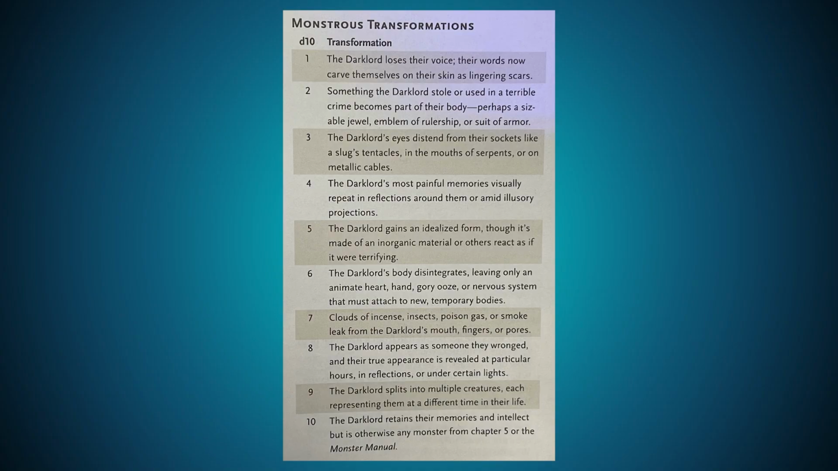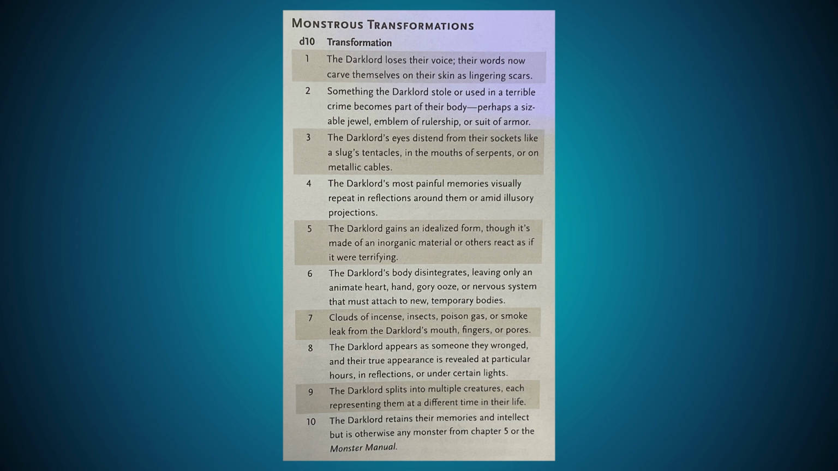The Darklord loses their voice. Their words now carve themselves on their skin as lingering scars. Something the Darklord stole or used in a terrible crime becomes part of their body. Perhaps a sizable jewel, emblem of rulership, or suit of armor. The Darklord's eyes distend from their sockets like a slug's tentacles, in the mouths of serpents or on metallic cables. The Darklord's most painful memories visually repeat in reflections around them or amid illusory projections.